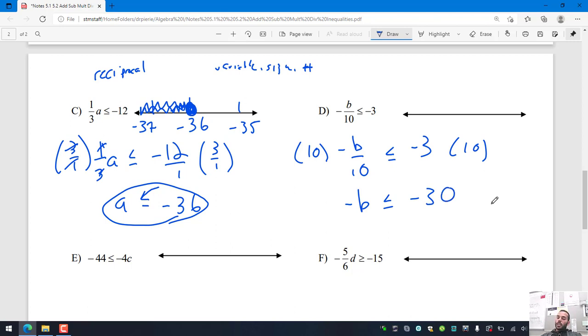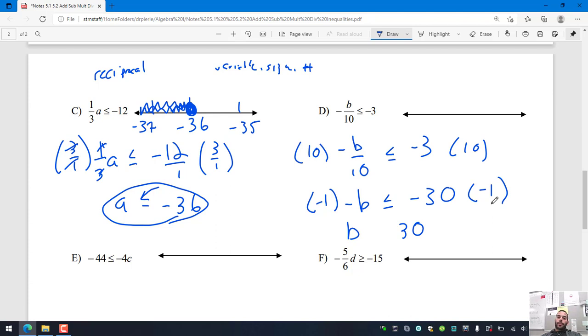Okay, is b all by itself yet? No, there's a negative next to it. How do you get rid of a negative? You have to either multiply or divide by -1. I'm going to choose multiply because you guys like multiplying a little bit more. So I'm going to multiply both sides by -1, and what happens? -1 times -b just becomes plain old positive b. And then -30 times -1, negative times a negative becomes a positive. This becomes positive 30.